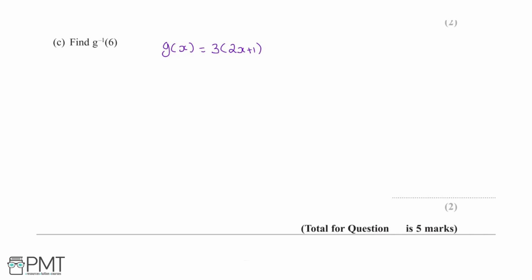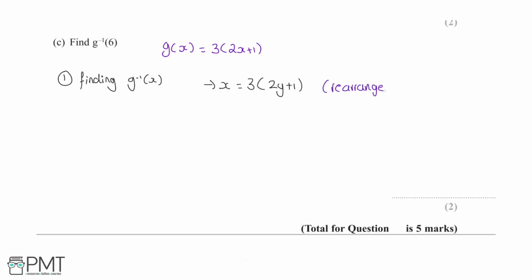Part C has asked us to find the inverse of g of 6, for 2 marks. So the first step is going to be finding the inverse of g of x. And the way we do this, we're going to say that x equals 3 times (2y plus 1). So in fact, what we've done is written y for g of x and then swapped our x's and y's. Now we are going to rearrange for y.